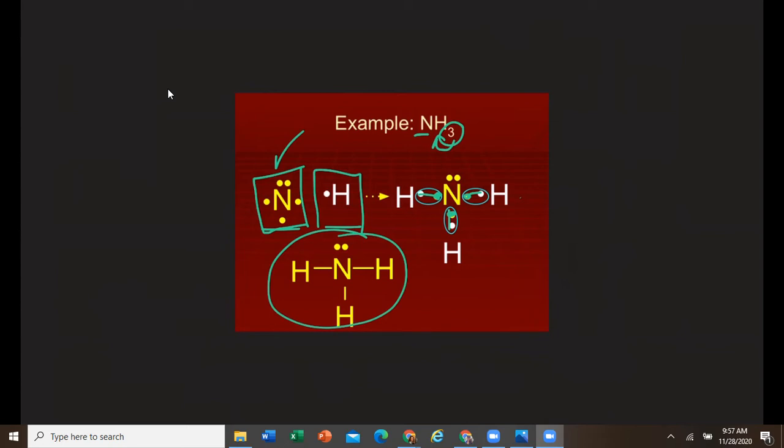And just to do our double check at the end, which you should always do: hydrogen has 2, done. Hydrogen has 2, done. Hydrogen has 2, done. And then nitrogen has 8: 1, 2, 3, 4, 5, 6, 7, 8. So always do that check at the very end.